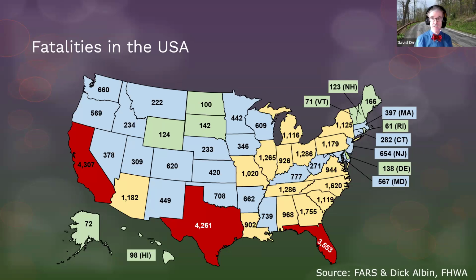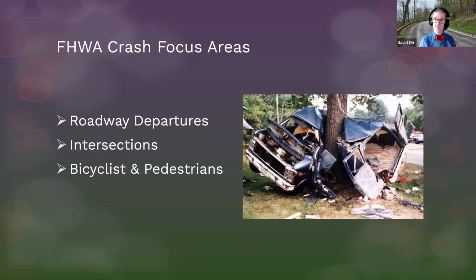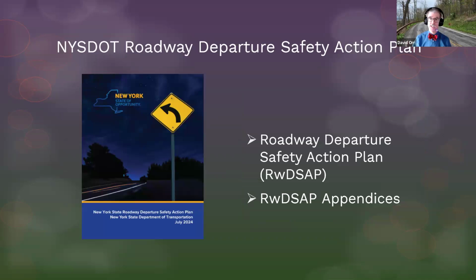Now, as part of this, the Federal Highway Administration has crash focus areas that we talked about. There's roadway departures, there's intersections, bicyclists, and pedestrians. There are other kinds of focus areas for crashes, but those are the three big ones because they're the majority of the fatalities and serious crashes. Roadway departures, in fact, make up almost half of all fatalities, which is why New York State Department of Transportation put together their Roadway Departure Safety Action Plan.